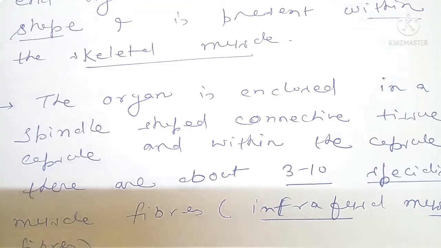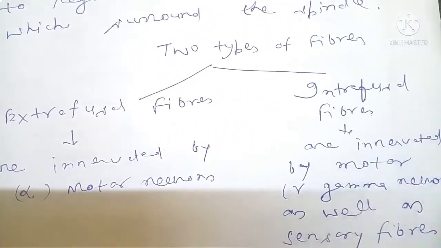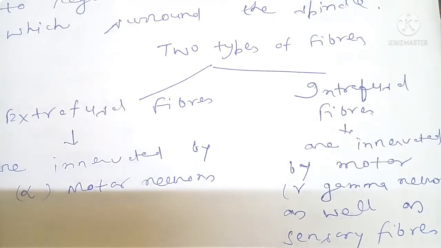The spindle is oriented parallel to the regular skeletal muscle fibers which surround the spindle. There are two types of fibers: one is the extrafusal fibers and the second is the intrafusal fibers. These are innervated by different types of neurons. Extrafusal fibers are innervated by alpha motor neurons, and the intrafusal fibers are innervated by gamma motor neurons, as well as sensory fibers.